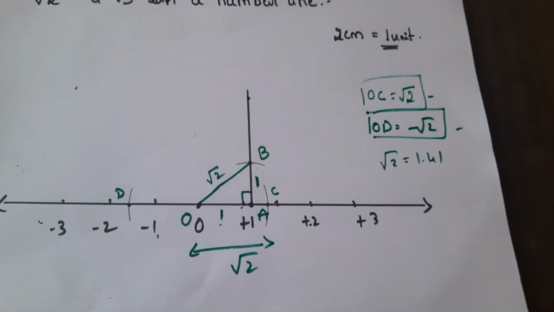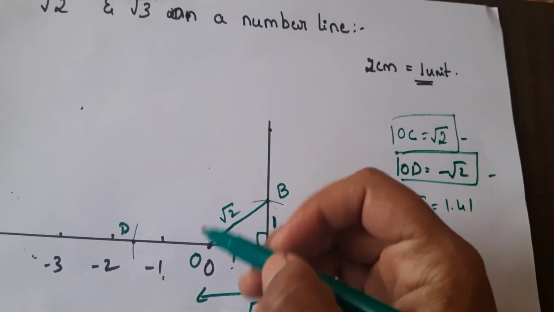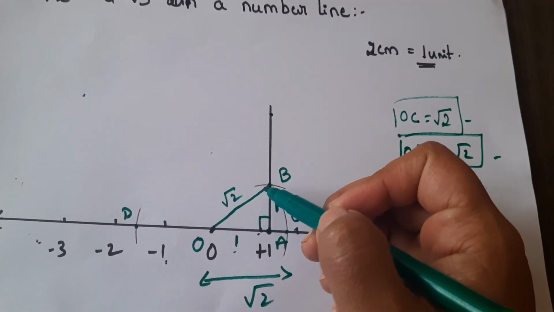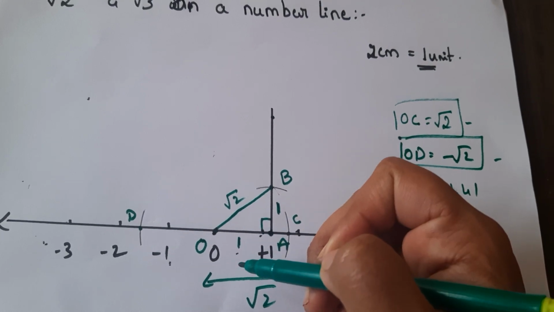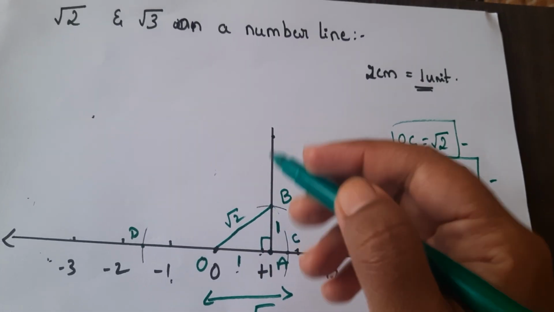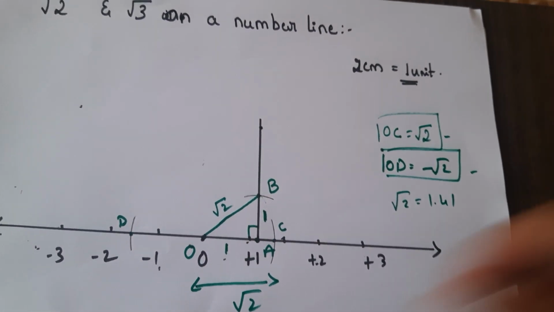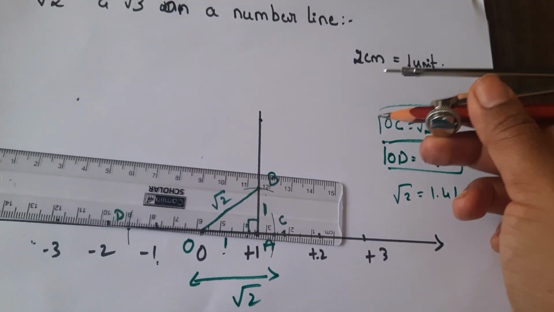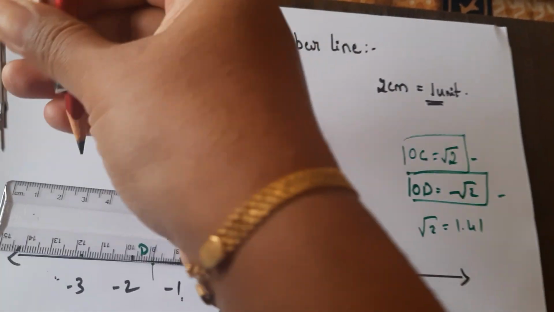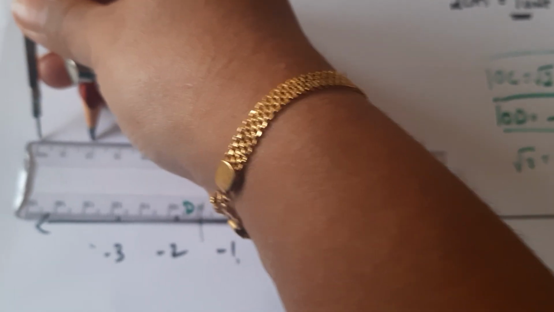Now let us go back. Now OB is my second right angle triangle. To construct the second right angle triangle, OB is the base, which is equal to square root 2. Now I want the other side to be 1 unit. For that, again what you need to do is take your scale. Since my scale is 2 centimeters 1 unit, what I do is I measure exactly 2 centimeter using compass.